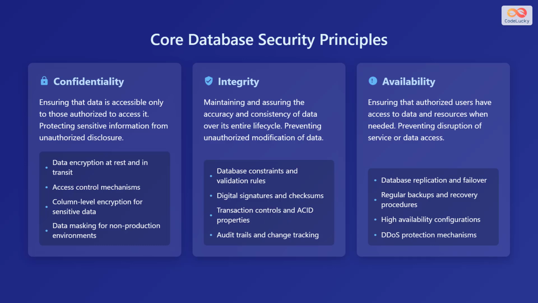Second is integrity, which involves maintaining and assuring the accuracy and consistency of data over its entire lifecycle, preventing unauthorized modification of data. Examples include database constraints and validation rules, digital signatures and checksums, transaction controls and ACID properties, and audit trails and change tracking.